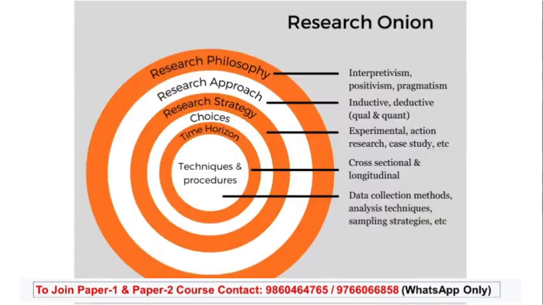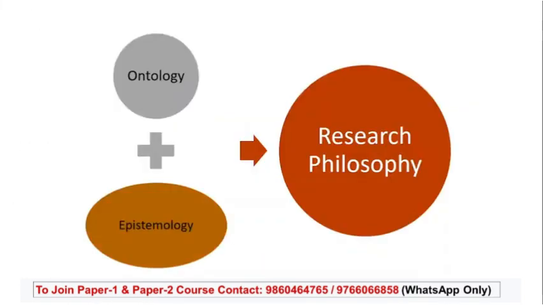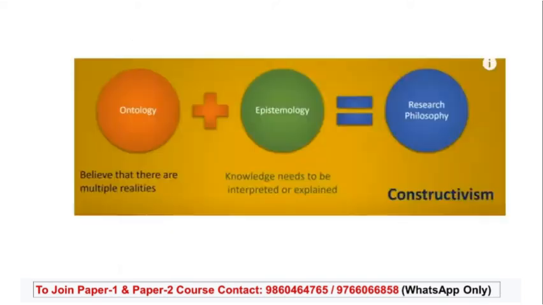Now this research philosophy, so let's understand this research philosophy in detail. Research philosophy is nothing but a combination of ontology and epistemology. So what is this ontology and epistemology in detail? Let's understand, because the combination of these two gives us research philosophy. So now basically what it means.